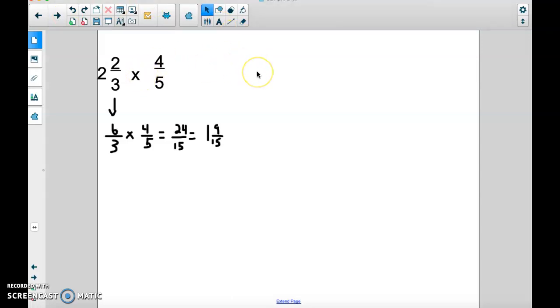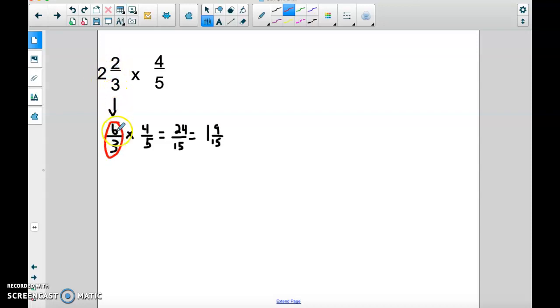So the first problem we're going to look at is 2 2/3 times 4/5, and I've already solved it for you. I made 2 2/3 equal to 6/3 times 4/5, and you get 24/15, which we can then turn into 1 9/15. Now, hopefully, an alarm is going off in your head, and you realize, Mr. Rupar, you didn't do this right. This is incorrect.